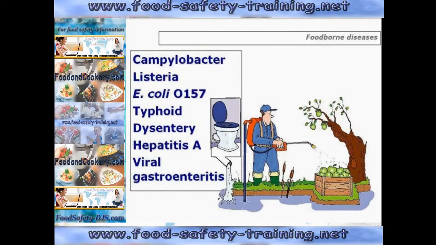Viral gastroenteritis, or the Norwalk virus, you might have heard it called. This is sometimes called the winter vomiting bug or the 48-hour bug. It's a very virulent type of foodborne disease. It literally spreads like wildfire, and you tend to find this in a lot of institutions like cruise ships, prisons, colleges, schools, classrooms, etc.